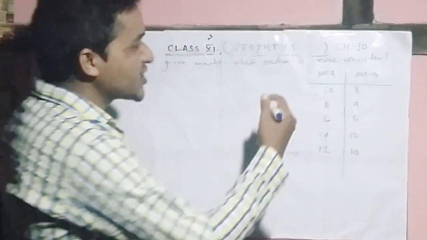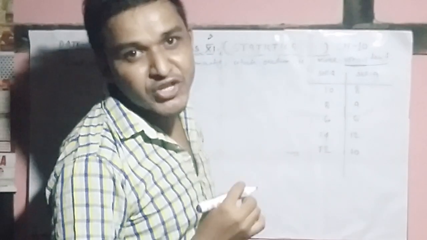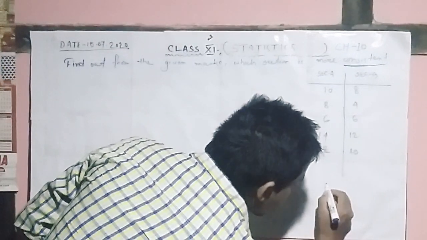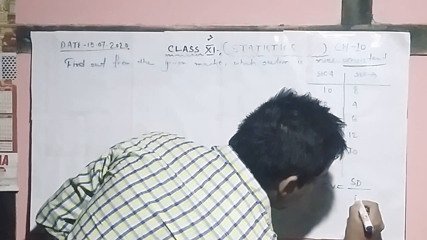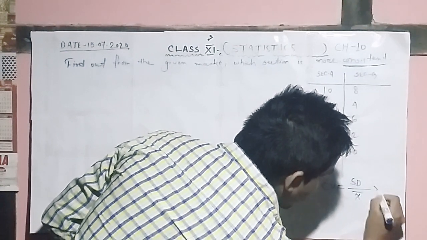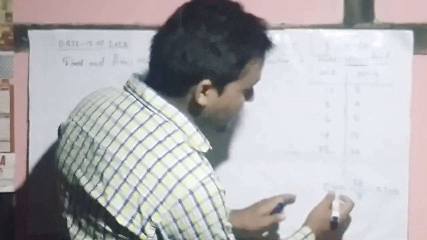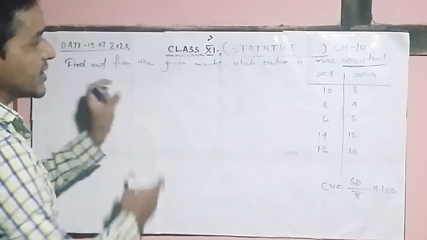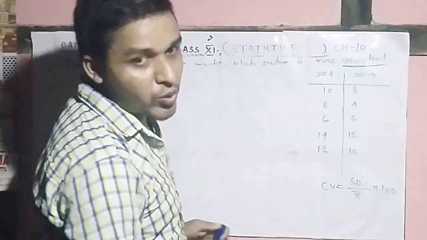When the question asks which section is more consistent, in this case we have to find the coefficient of variation. Remember, we have to find coefficient of variation. Now what is coefficient of variation? Coefficient of variation is standard deviation divided by arithmetic mean into 100. So this is the formula of coefficient of variation. Why do we have to find this? Because in the question it has been asked, from the marks obtained by the students, which section is more consistent.